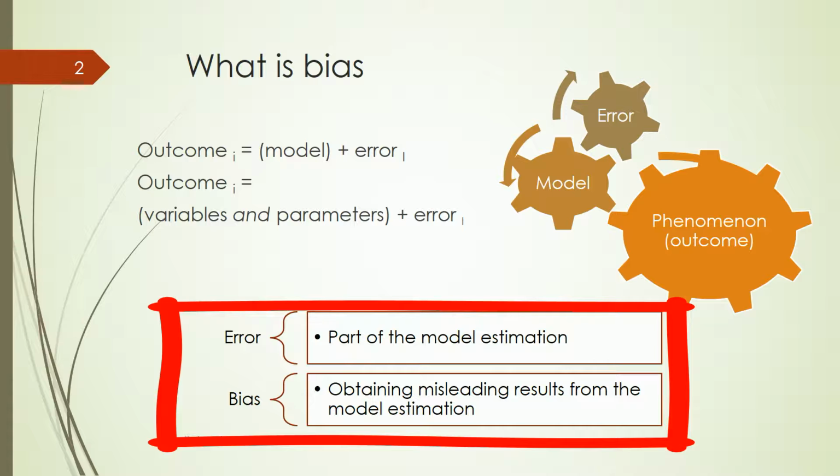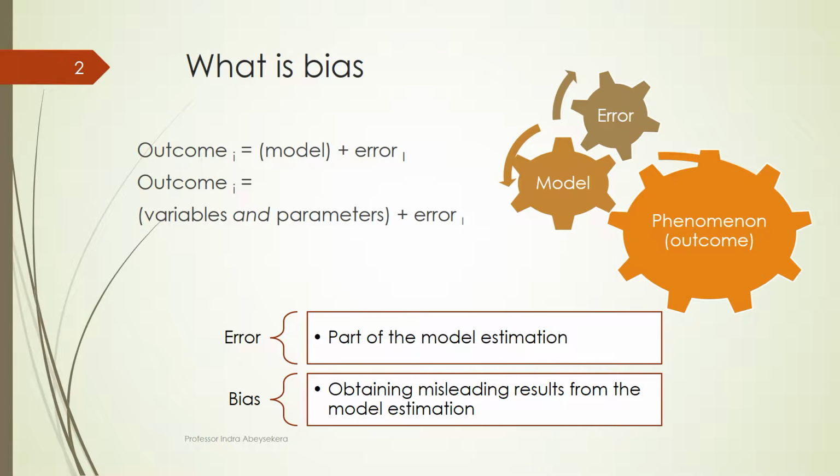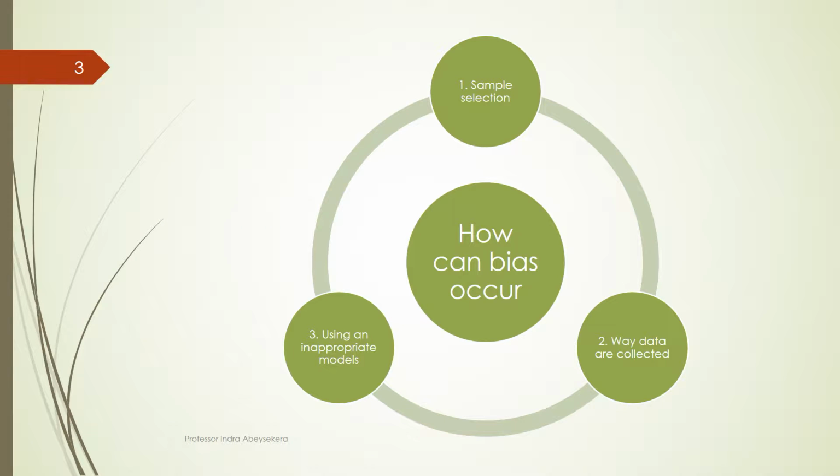Bias, on the other hand, is obtaining misleading results from the model estimation. So the bias can arise from sample selection. The sample plan has to match the problem in hand and the solution sought. Second is the way data are collected.